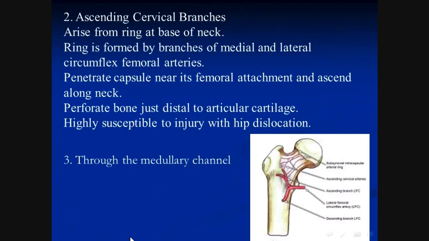The other blood supply to the head of the femur is through the ascending cervical branch that arises from the medial and lateral circumflex femoral artery, and this penetrates the capsule near the femoral attachment and ascends along the neck of the femur. And the last blood supply is through the medullary canal. It is important to know the blood supply and the pathology that could happen if something goes wrong in this area.